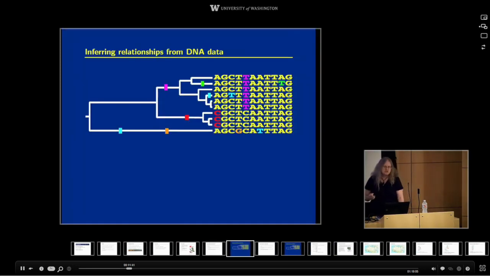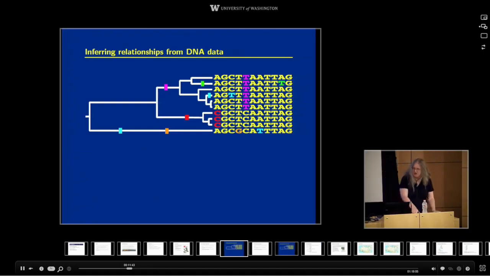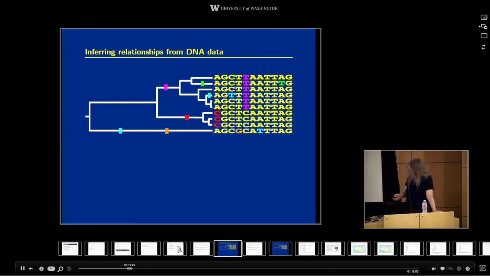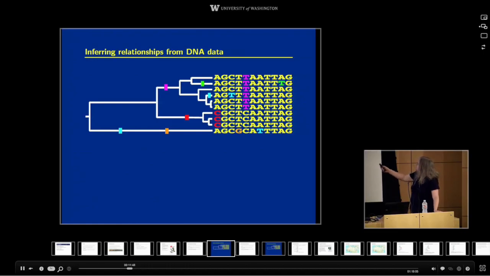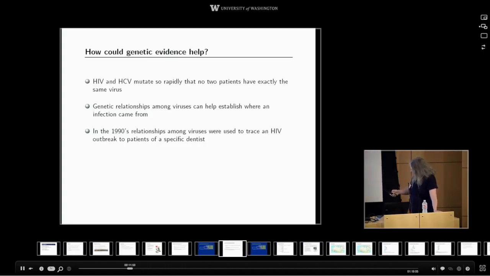How can you infer a relationship among viruses? This is the most technical slide in the talk, but I'll go through it quickly. These are hypothetical DNA sequences. Whoa, I can't point with that.